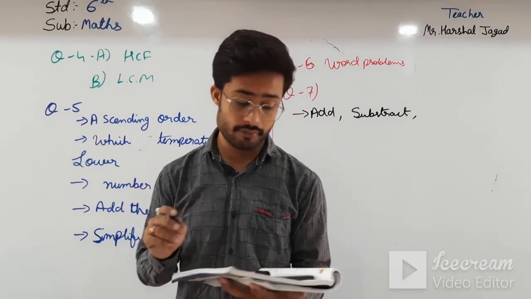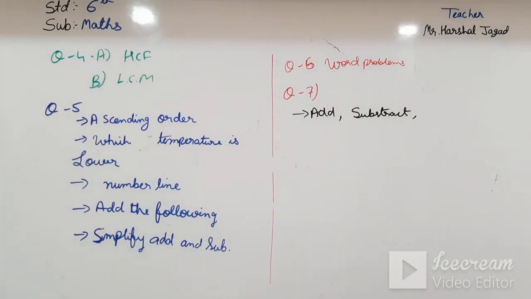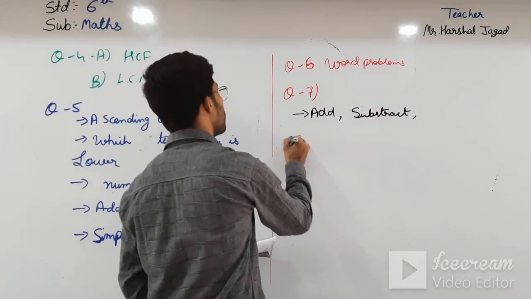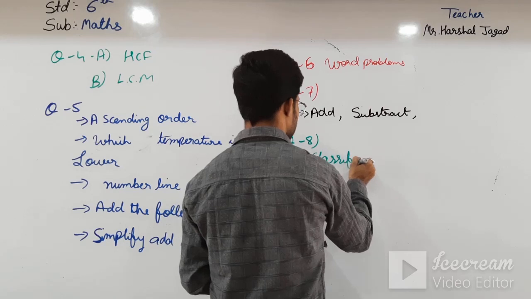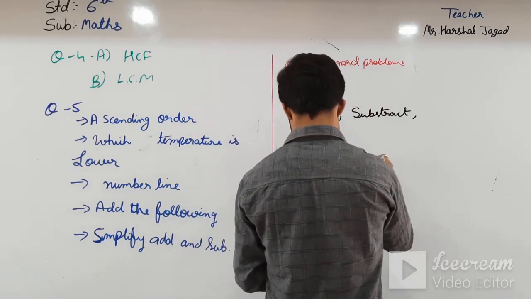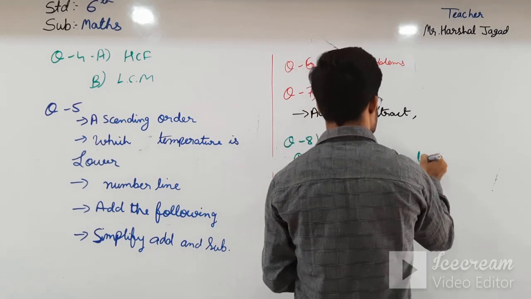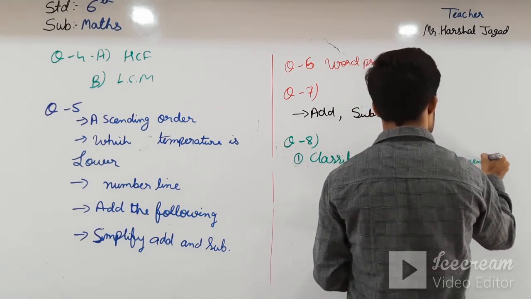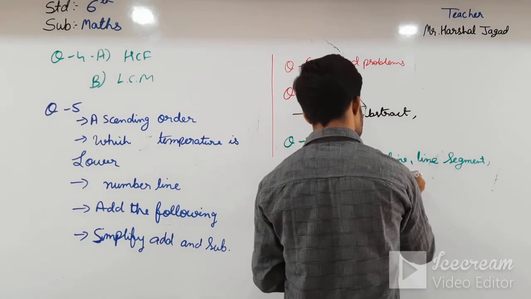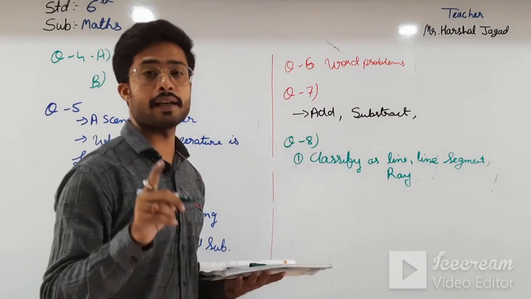Question number 8. In that, you have to classify the following lines and angles, line segment, ray given. Okay, that will be from chapter number 11. Do as directed, question number 8. From that, first will be classify as lines, line segment, and ray. You have to find out which one is line, which one is line segment, and which one is ray.